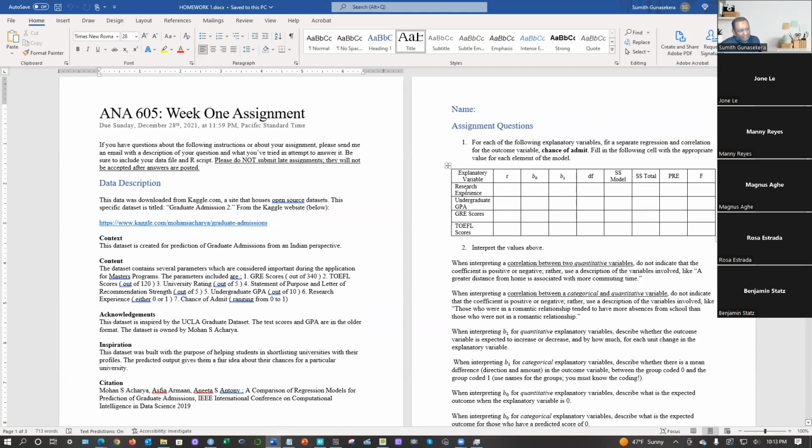If research experience is categorical to quantitative, then you have a group model. Undergraduate GPA is quantitative to quantitative, so it's going to be a regression model. GRE score, the same thing. See, you have seen the admission data.